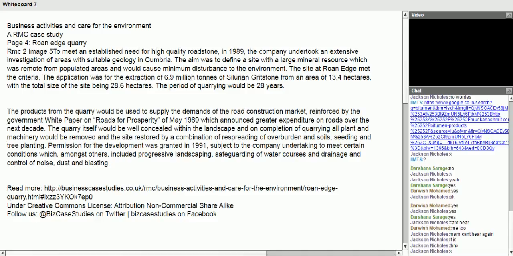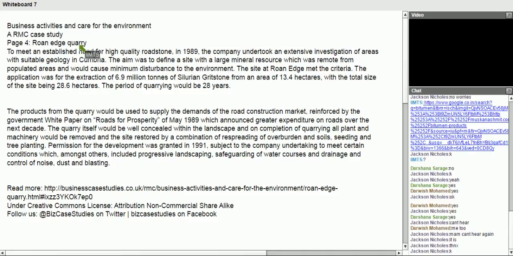Now, let's learn about Ron H quarry. To meet an established need for high quality road stone, in 1989 the company undertook an extensive investigation of areas with suitable geology in Cumbria. The aim was to define a site with large mineral resource which was remote from populated area and would cause minimum disturbance to the environment.